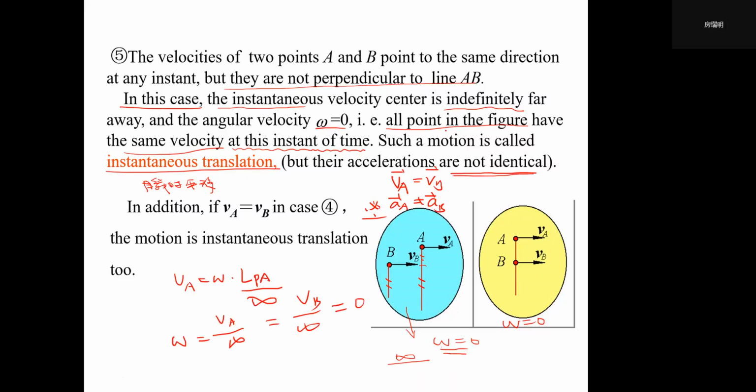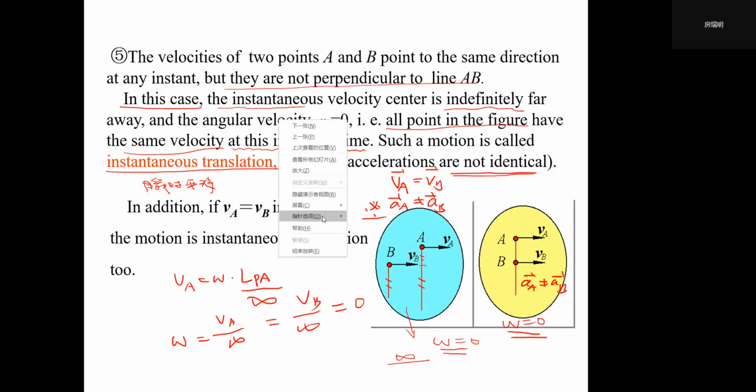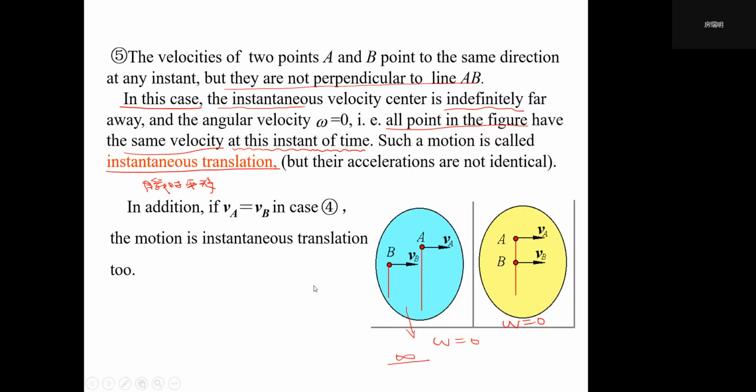And maybe we will also find this situation. Although they have a common perpendicular line, which is perpendicular to VA and VB, VA is equal in magnitude to VB. So this time we also have this conclusion. It is called instantaneous translation, but their accelerations are not identical. That means AA not equal AB, right? So those are some situations we should consider about the instantaneous velocity center, right?